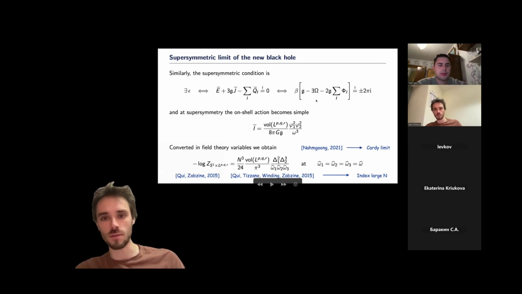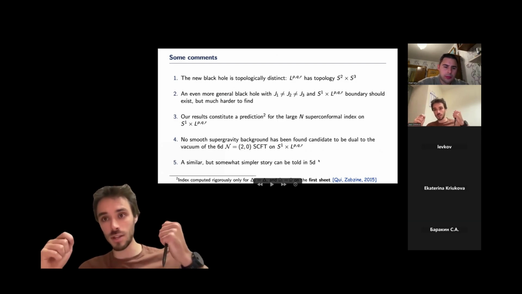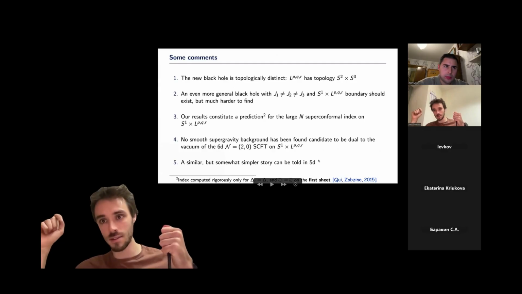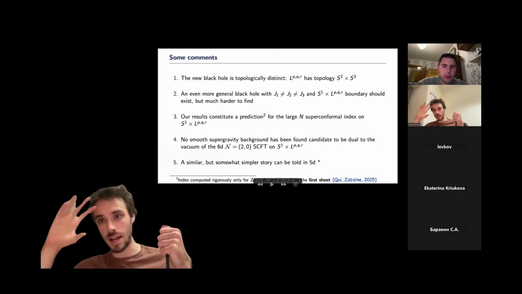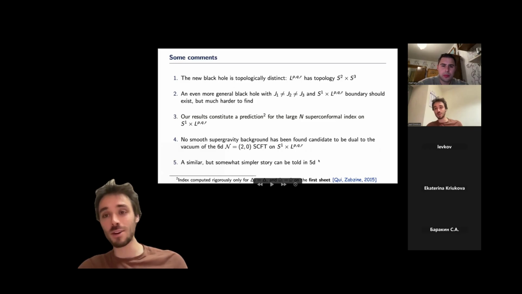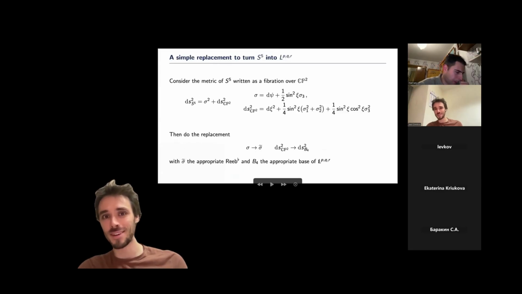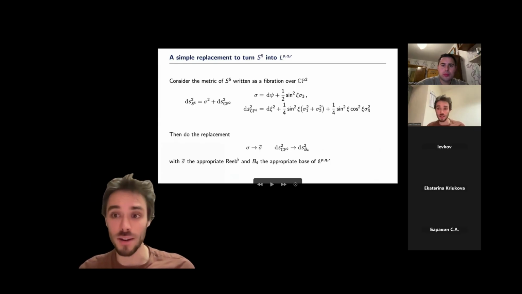Here I hinted that a similar story can be done in 5-dimensional gravity, in which case the boundary is S1 times S3, and I can take the S3 and replace it with LPQ. I see. So what I'm describing here is a boundary which is S1 times S5, and I'm turning the S5 into LPQR.